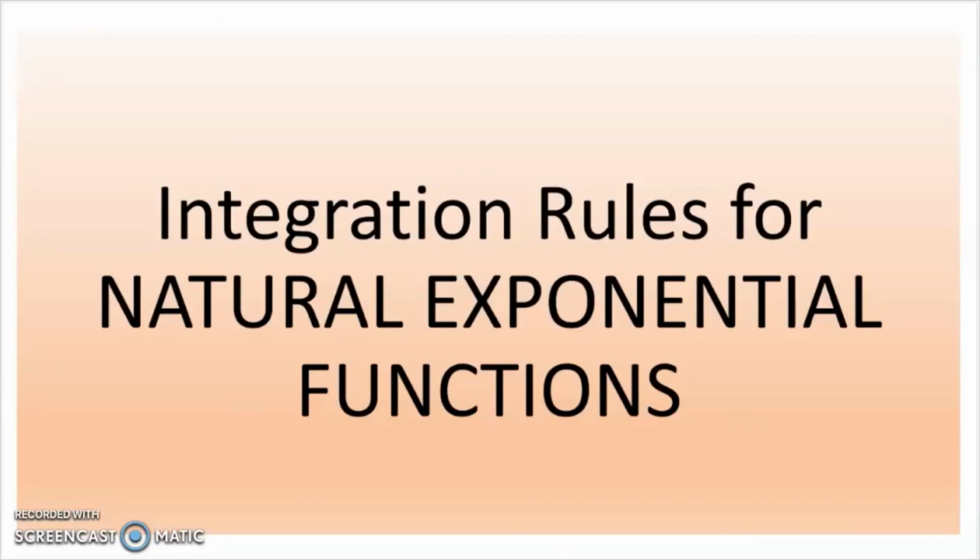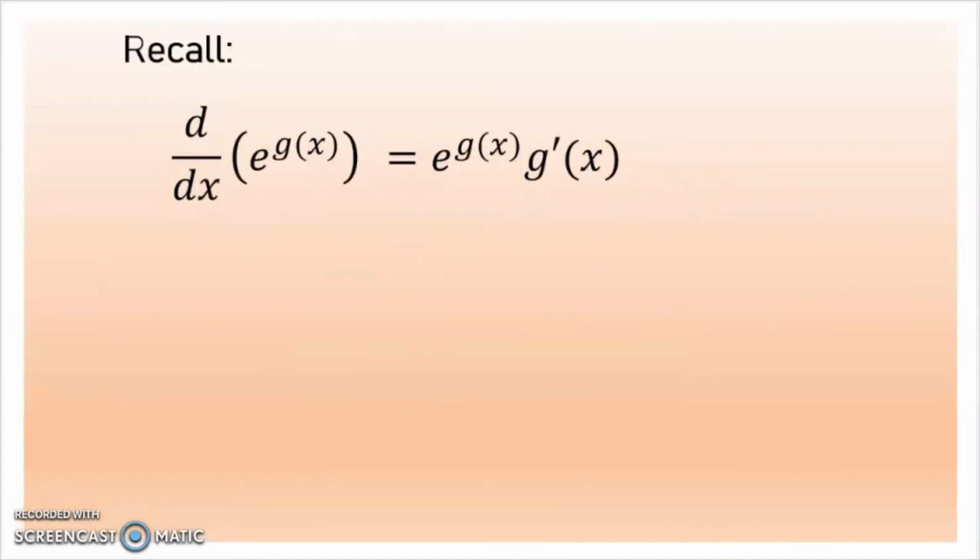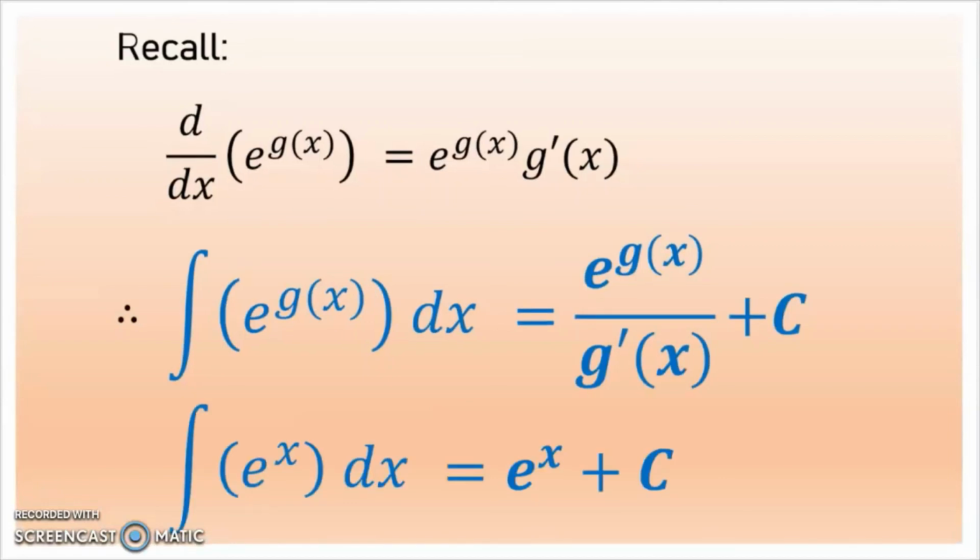Now let's have the integration rules for the natural exponential functions. Observe that here we see that integration is indeed the reverse of the derivatives, right? Because here we multiply e raised to g of x by g prime of x, but we unmultiply for the integration. E raised to g of x over g prime of x. So division this time here.